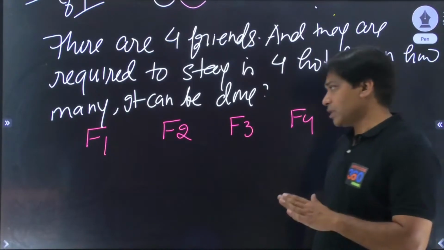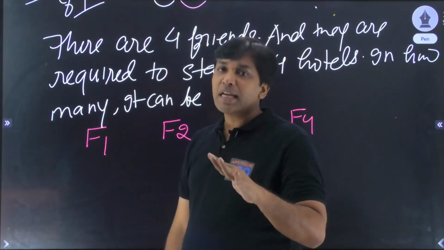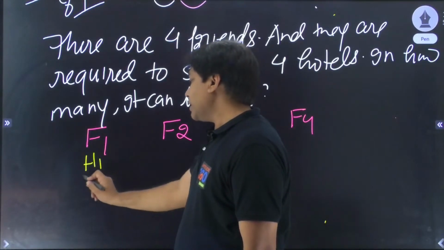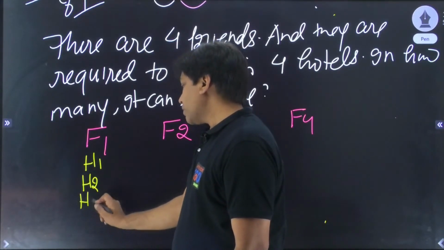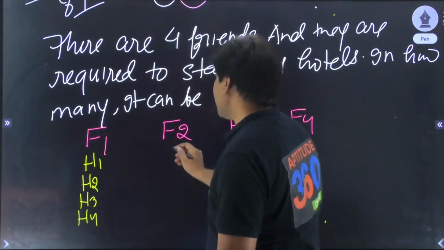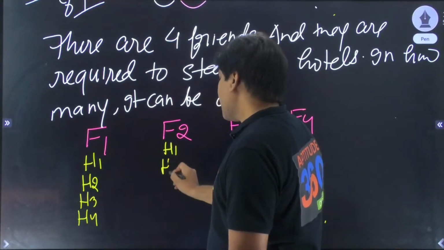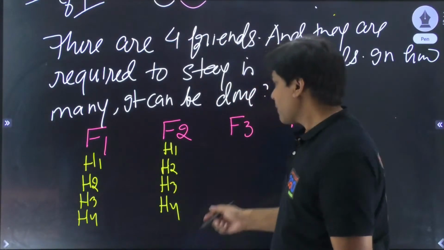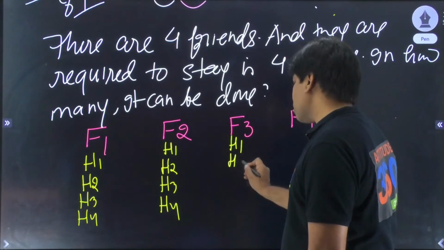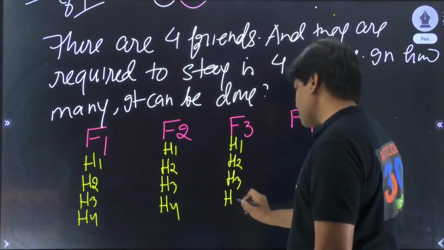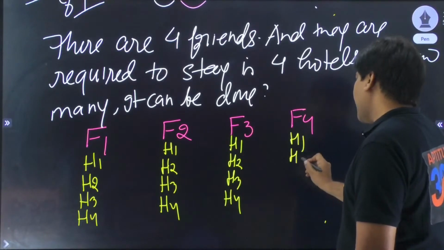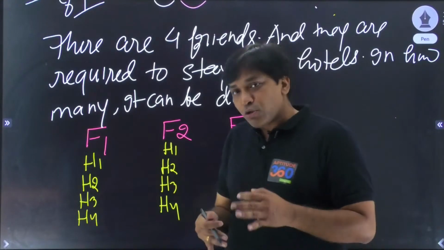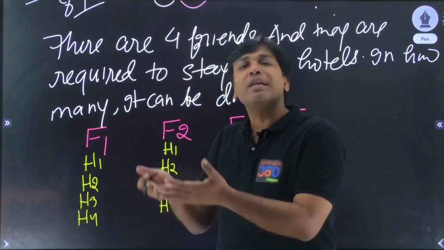I said this is pretty simple. Friend 1 will be staying in either of these 4 hotels, is it not? So either hotel 1 or hotel 2 or hotel 3 or hotel 4. Similarly, for the second friend also, how many such possibilities are there? A total of 4 possibilities, is it not? And for this friend also, you have got a total of 4 possibilities. One thing which is for sure, because we have not been given any condition.